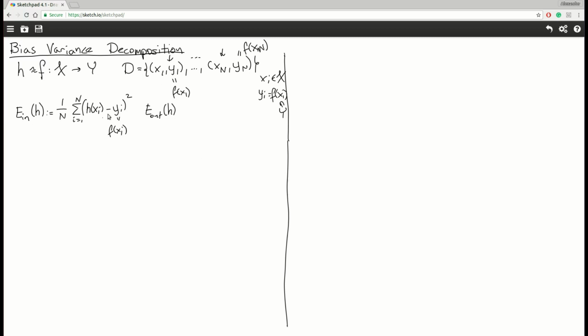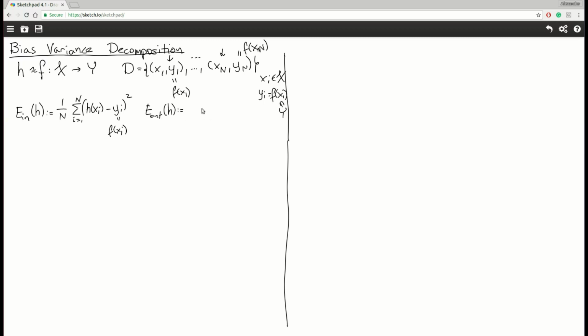The problem with the in-sample error rate is, if you just memorize all these points, you would be able to get in-sample error rate 0. So this would be kind of cheating. What we really want is to perform well on points we didn't see before. And this is what the out-of-sample error rate captures.